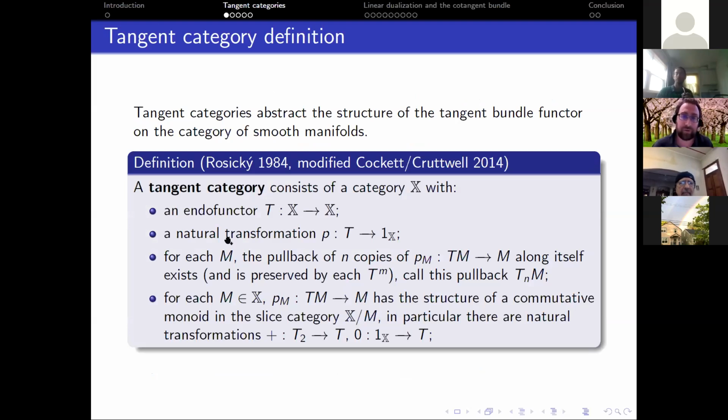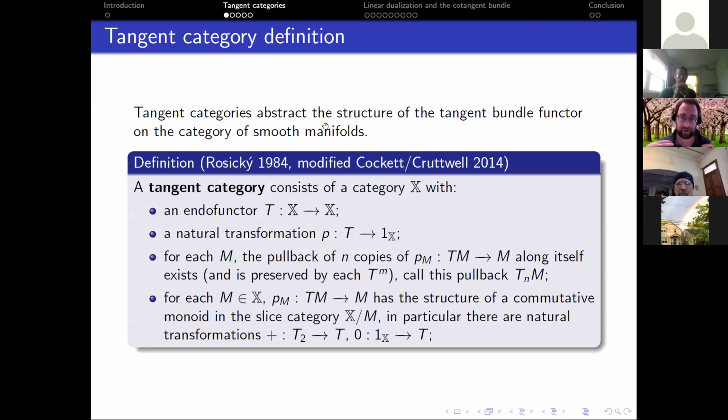It's abstracting the structure of the tangent bundle functor on the category of smooth manifolds. It was originally due to Rosický in 1984. Robin Cockett and I rediscovered it and generalized the idea a little bit in 2014. So a tangent category is some category, and first of all, it has an endofunctor, a functor from the category to itself. You're thinking of this as representing, given some object in the category, its tangent bundle.